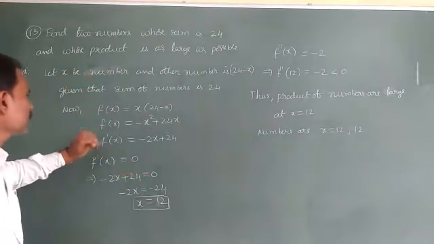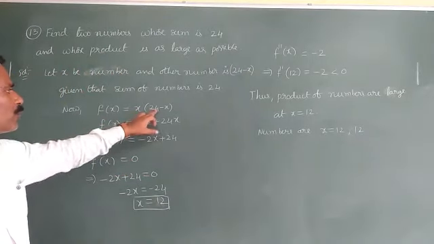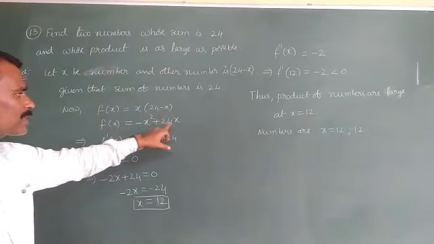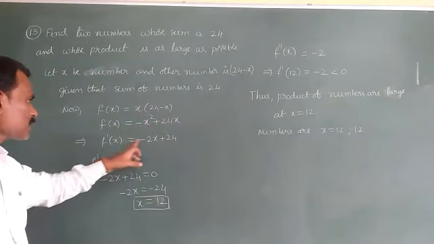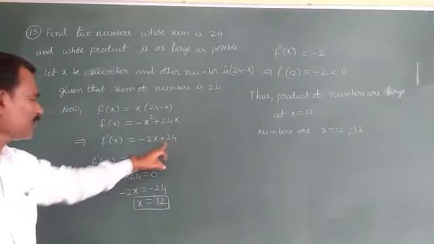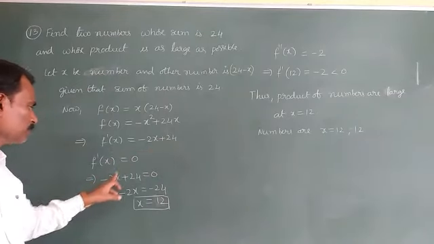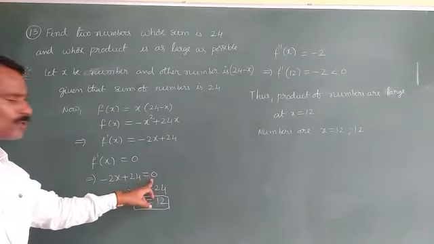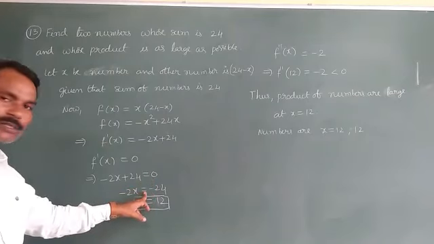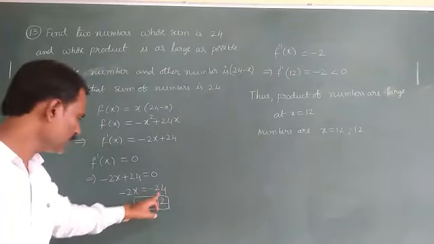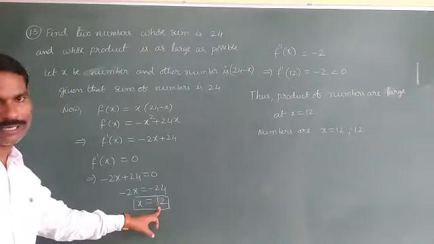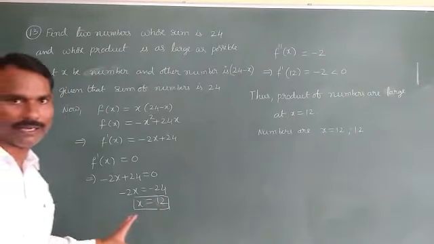F of x is equal to x times (24 minus x), that is 24x minus x square, that is minus x square plus 24x. F dash of x is equal to minus 2x plus 24, and f dash of x equal to 0. Minus 2x plus 24 is equal to 0 and minus 2x is equal to minus 24. Then x is equal to 12. This is the value.